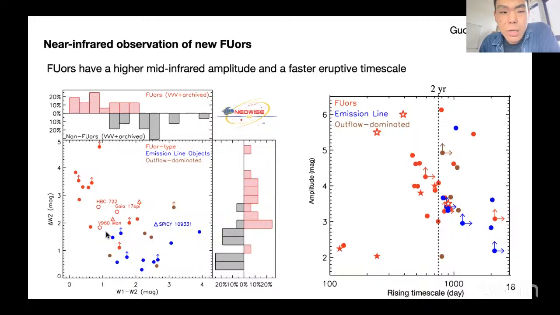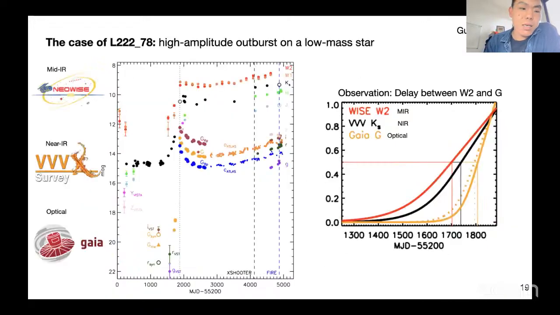Also, when we're looking at the timescales here, we are able to see that most of the FUors have fast rising timescales, reaching their photometric maximum in less than 2 years. However, we do see some mixtures. Even some FUors have a rising timescale of more than 3 years, suggesting that they may come from different formation mechanisms.